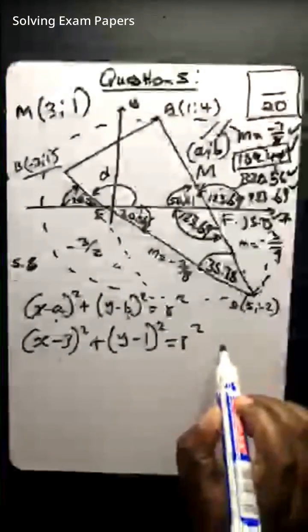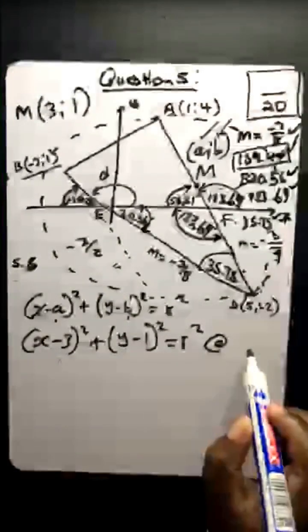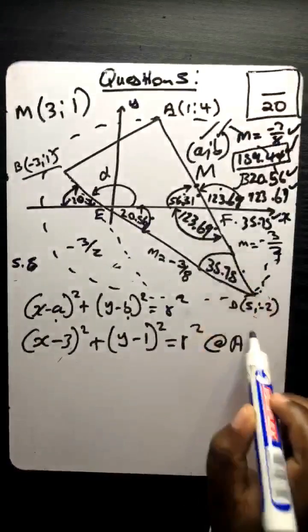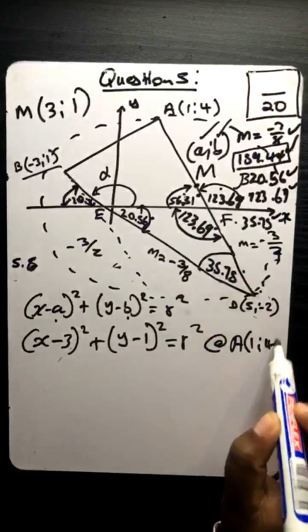So let's see. Now you are therefore going to say at a point. Which point would you like to use between this one? Maybe let's use A because it doesn't have those negatives.